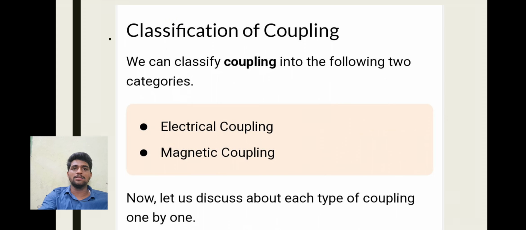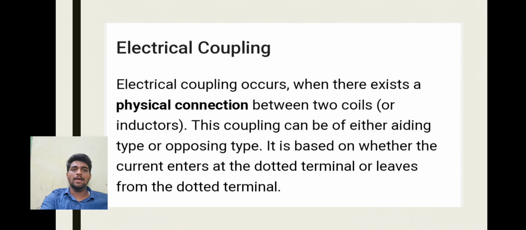Classification of coupling. You can classify coupling into the following two categories: electrical coupling and magnetic coupling. Now let us discuss each type of coupling one by one. Electrical coupling occurs when there exists a physical connection between two coils or inductors. This coupling can be of either adding type or opposing type. It is based on whether the current enters at the dotted terminal or leaves from the dotted terminal.